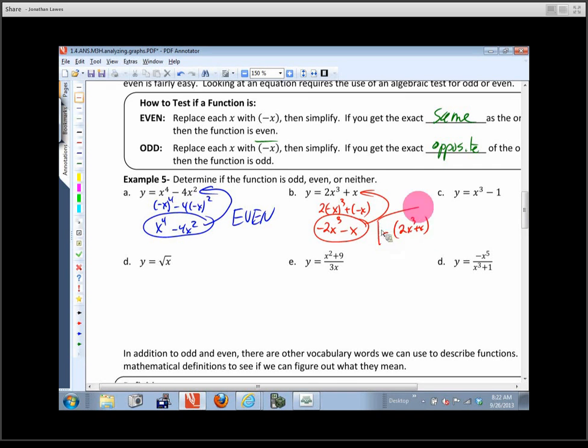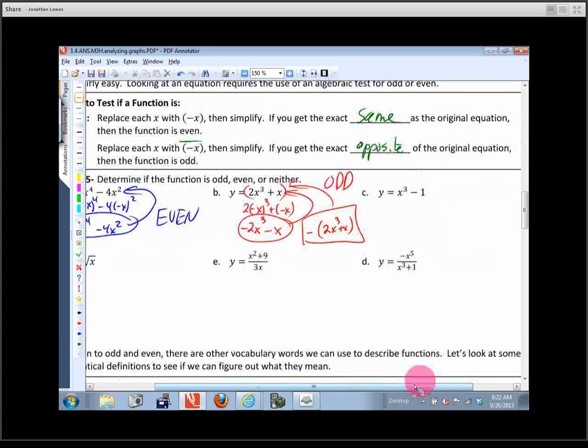Okay, compare this with the original one. Put that in parentheses. Is that stuff in parentheses exactly the same? Yep, it's just got a negative in front, so the whole thing is indeed the opposite. Okay, so that means this one is odd. You with me there?